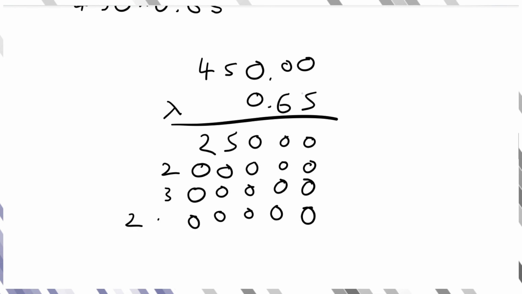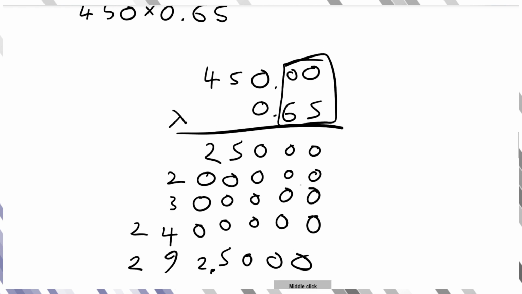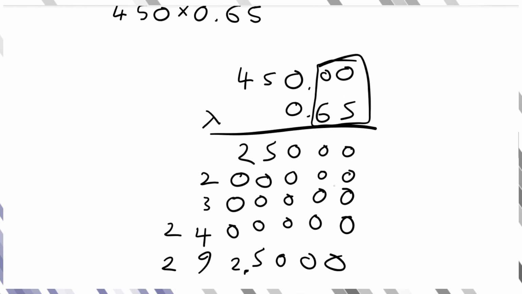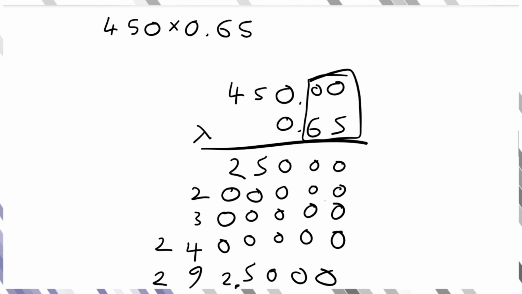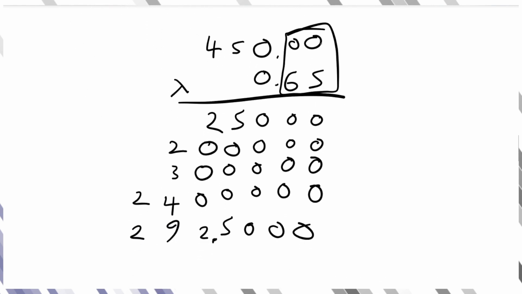And then 24. If we add those together, we've got a 5 there, a 2 there, a 9 there, and a 2 there. And then we look at how many digits are behind a decimal point in the question. That's 4. So we've got 1, 2, 3, 4. Put a decimal point there. So if we want to decrease £450 by 35%, it would be £292.50p.